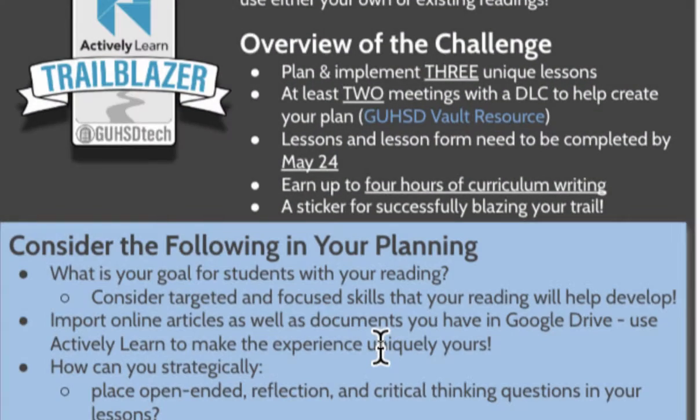Our program is designed to educate, inform, and inspire you to try new things, most notably developing literacy in your classroom. As a reminder, let's overview the challenge. In order to receive full completion of the Trailblazer program for Actively Learn, we need to plan and implement 3 unique lessons. We need to have at least 2 meetings with the DLC. The first meeting must be in person. The second meeting can be either in person or over the internet.